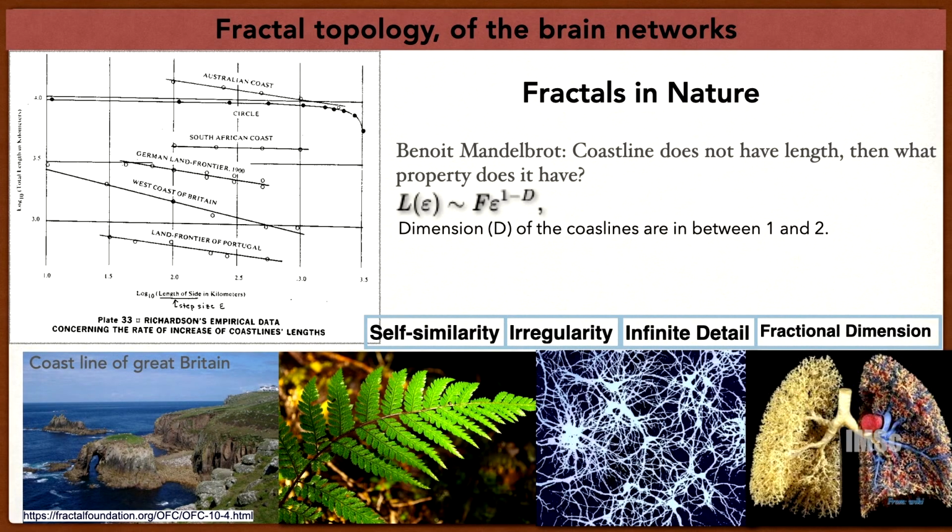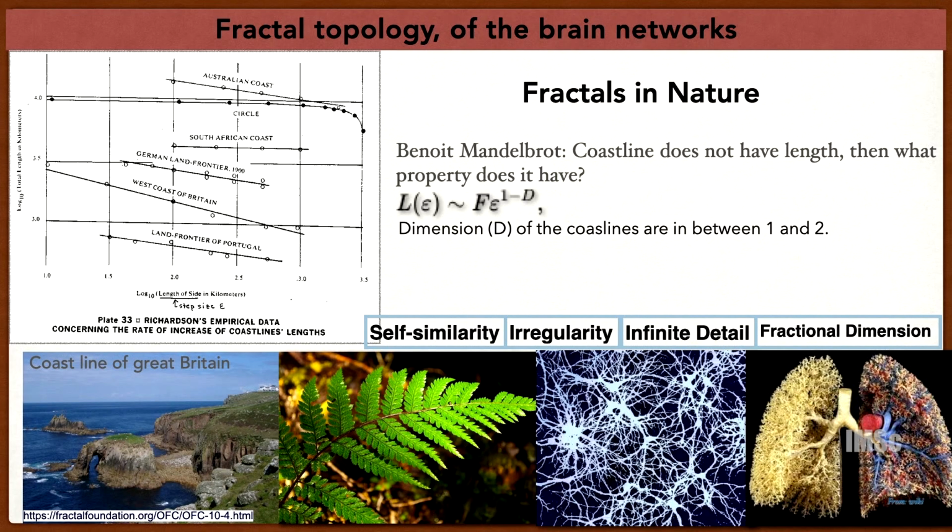Okay. Maybe the coastline does not have the unit of length. So this was his thought. So what does it have then? Later on he came to know, or he gave this idea of fractals, that the coastlines, not having a unit of length, are not one dimensional systems. They are fractional dimensional systems, and their dimension is somewhere in between 1 and 2, based on the different coastline you have. Okay.